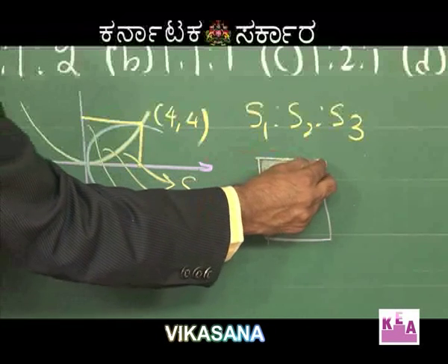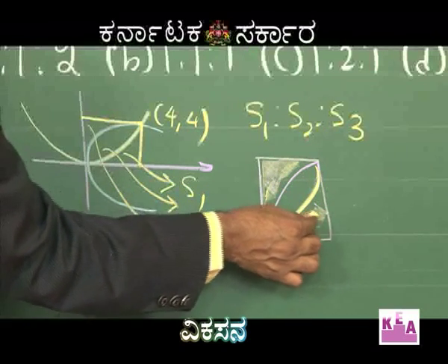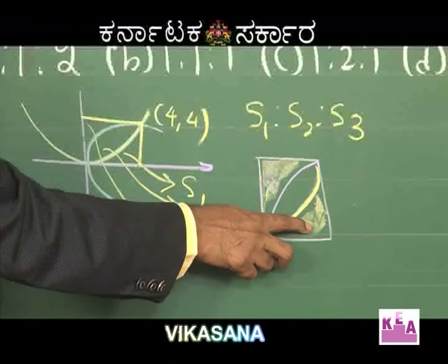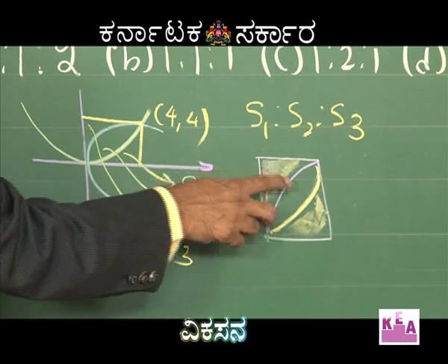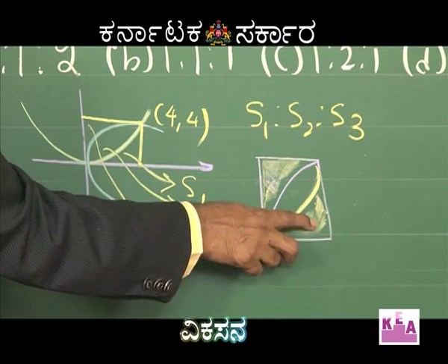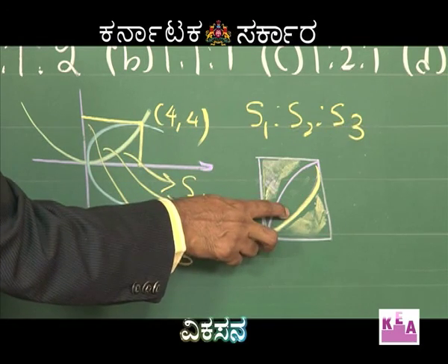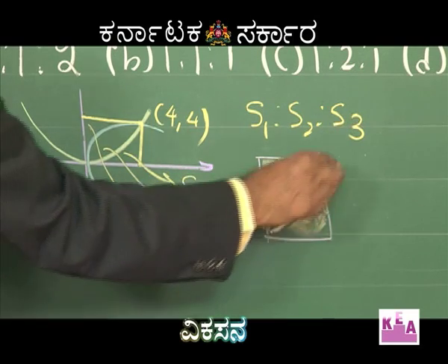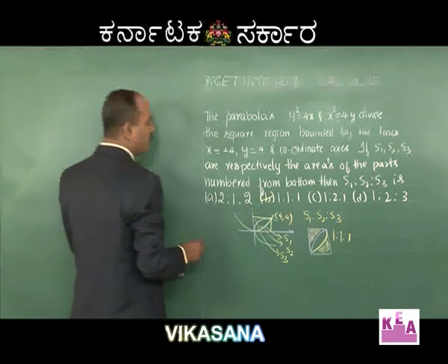And now I am completing this part of the parabola. Do you agree with me? This is 1/3 of the area of the rectangle. If this is 1/3 and this is 1/3, this also should be 1/3. Is that correct? That means this area is the same as this area, which is the same as this area. This is 1/3, this is 1/3, the remaining portion should be 1/3. Therefore, 1/3 is to 1/3 is to 1/3 is nothing but 1 is to 1 is to 1. Option B is correct. See how simple it is.